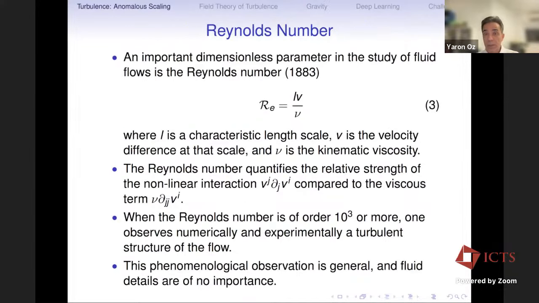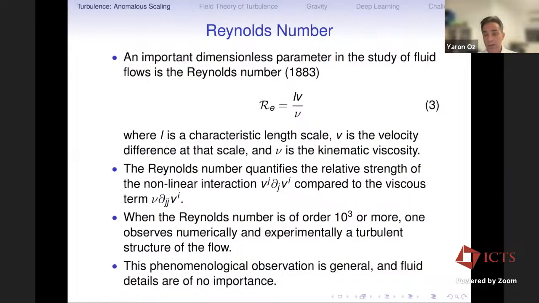There is an important dimensionless parameter in the problem called the Reynolds number, and it's basically the dimensionless ratio, which comes from taking the characteristic length scale in the problem, the velocity difference at that scale, divided by the kinematic viscosity. And what it does is compare the nonlinear term and the viscous term. So if it's large, you get a complex motion. If it's small, you get a laminar motion. And typically what we know numerically and also experimentally is that if the Reynolds number is of order 1000 or more, one observes turbulent structure, which I'm going to discuss. By this, I mean some kind of anomalous scaling.